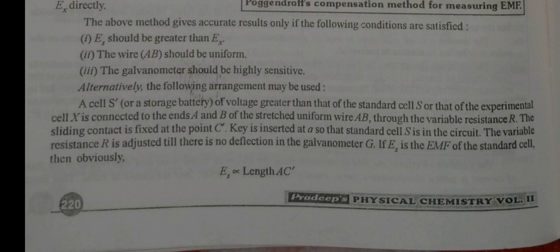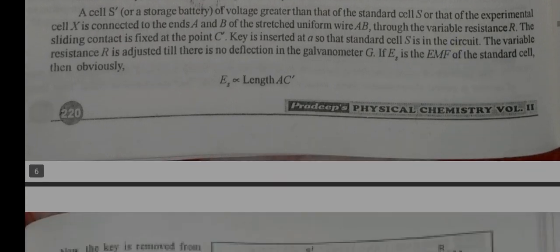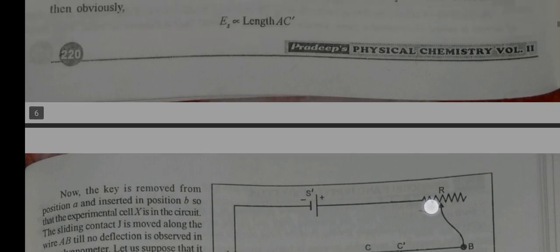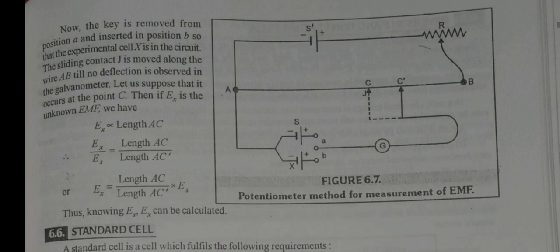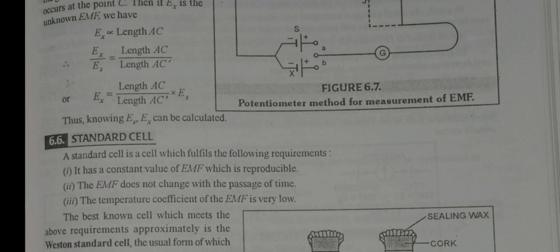If ES is the EMF of the standard cell, then obviously ES is directly proportional to length AC dash. Now the key is removed from position A and inserted in position B so that the experimental cell X is in the circuit. The sliding contact J is moved along the wire AB till no deflection is observed in the galvanometer. Let us suppose that it occurs at the point C. Then if EX is the unknown EMF, we have EX directly proportional to length AC. Therefore, EX upon ES is equal to length AC upon length AC dash, or EX is equal to length AC upon length AC dash into ES. Thus, knowing ES, EX can be calculated.